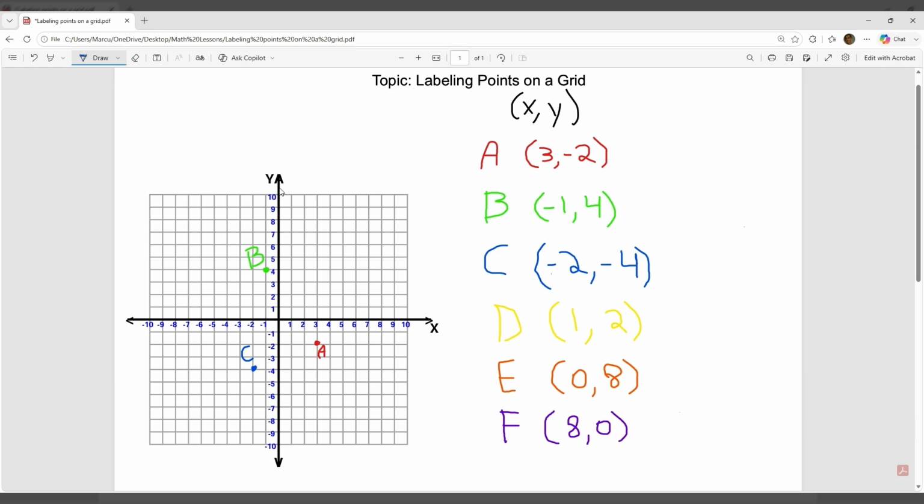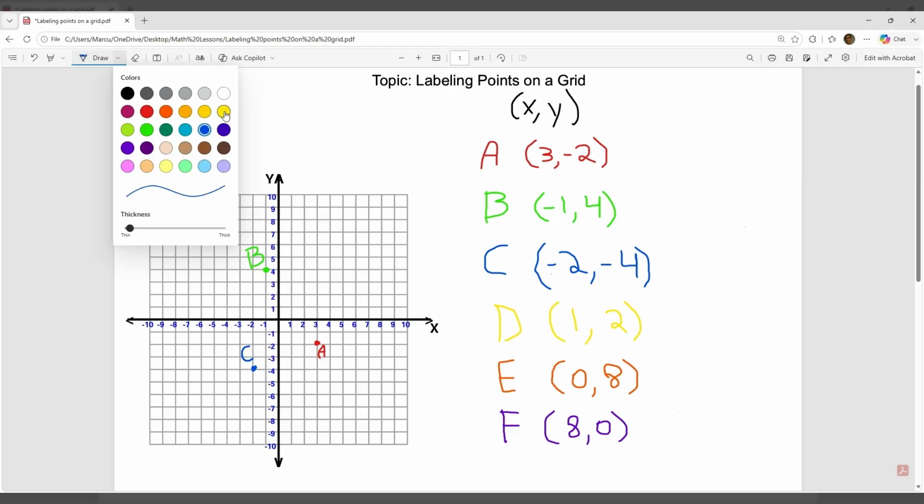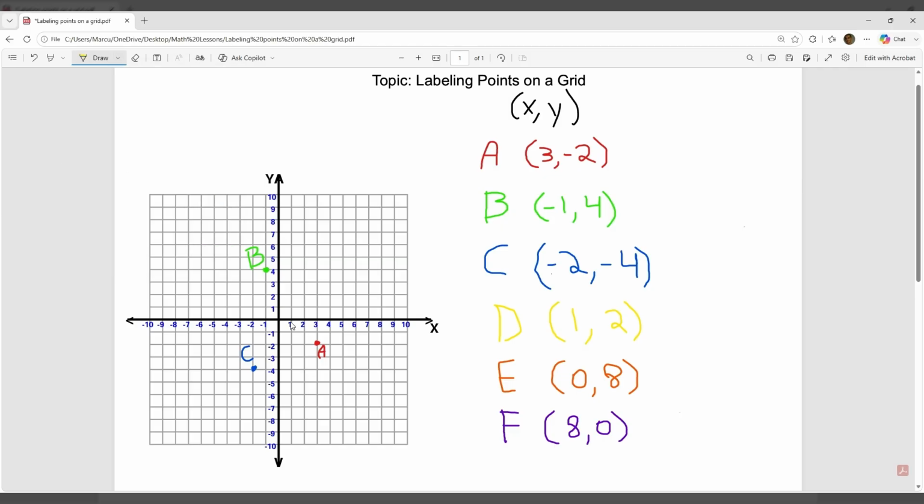Next point we have D, which is 1, comma 2. So from the origin again, your X is a positive 1, so you're going to go 1 to the right. Again, do not place your point yet because you have to get your X and Y. Your Y is 2, so we go up 2. 1, 2. You place your point right there, and that's point D.